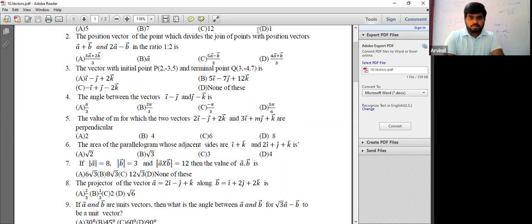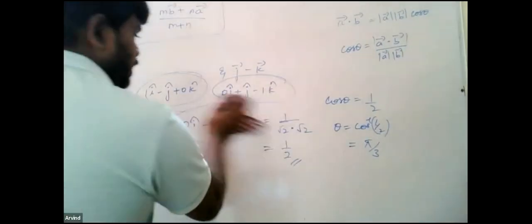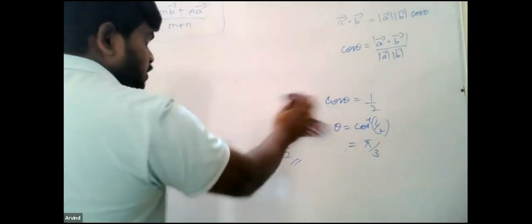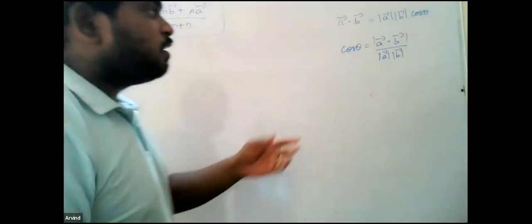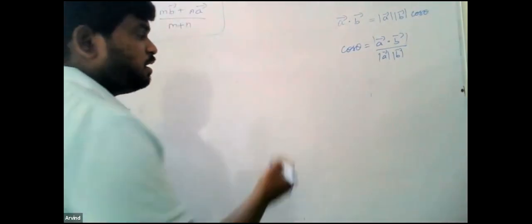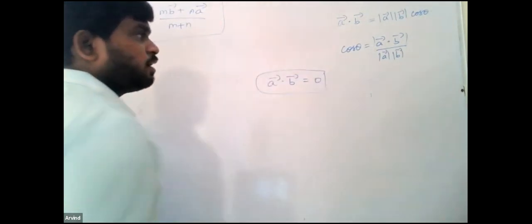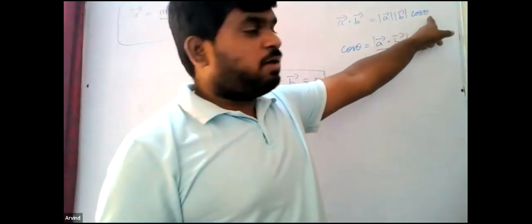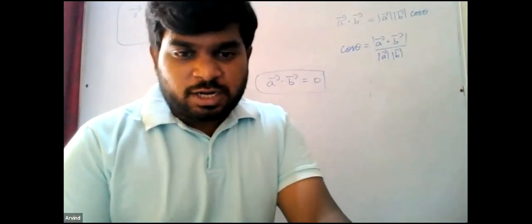Suppose two vectors are perpendicular, what is the condition that I can derive? If two vectors are perpendicular, then A dot B will be 0. This is the condition that you have to take, because theta is 90, cos 90 is 0, and 0 times anything is 0. So A dot B will become 0. Use that condition and tell me the answer.